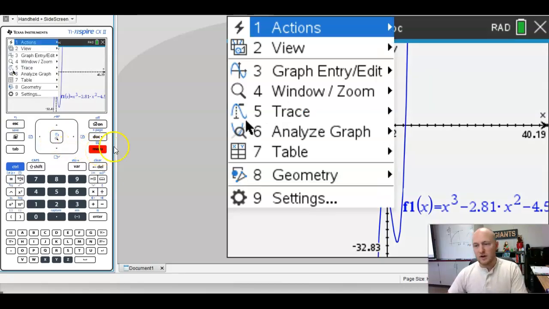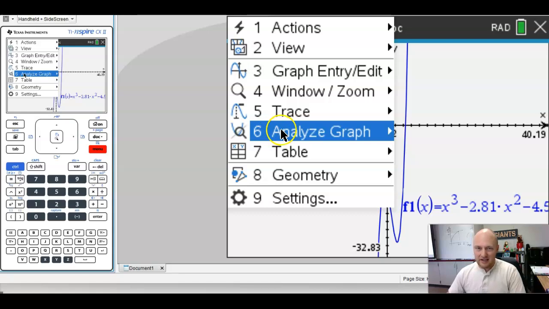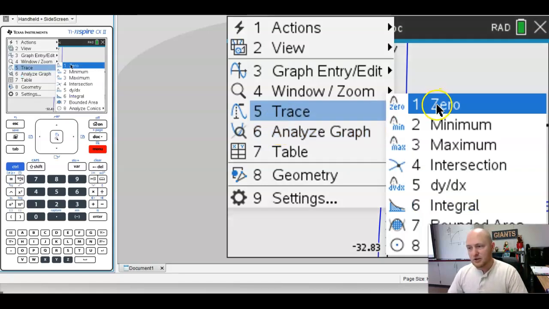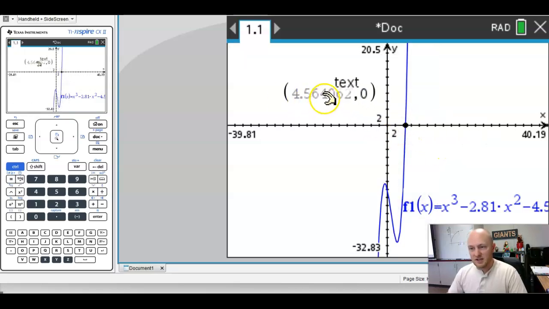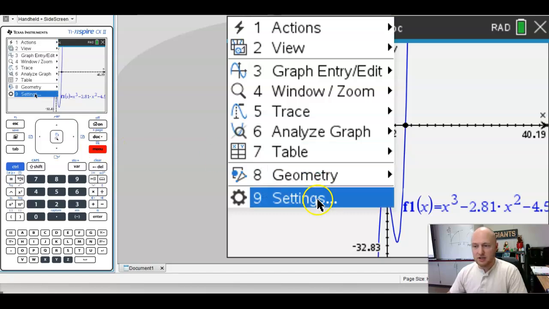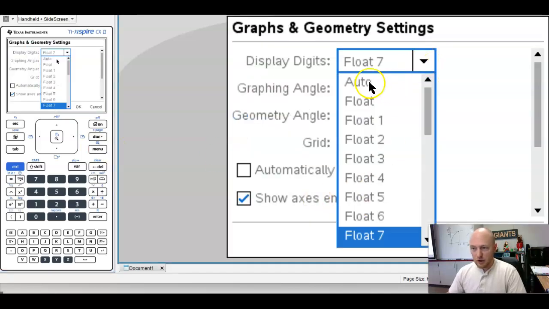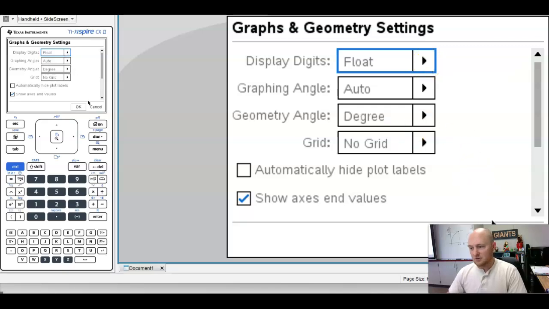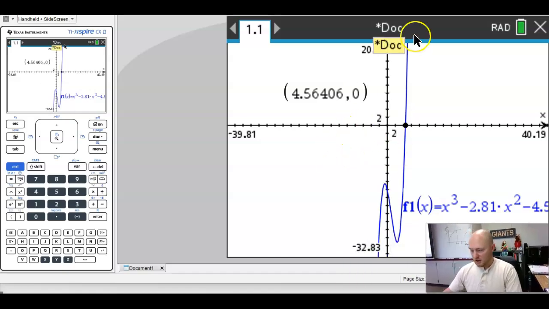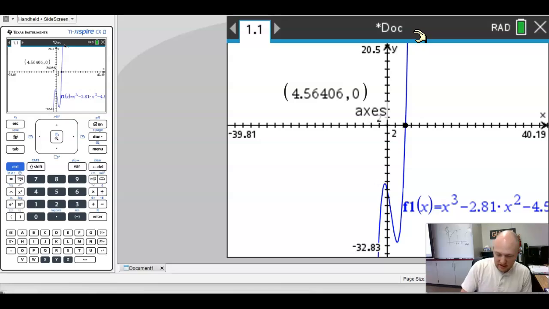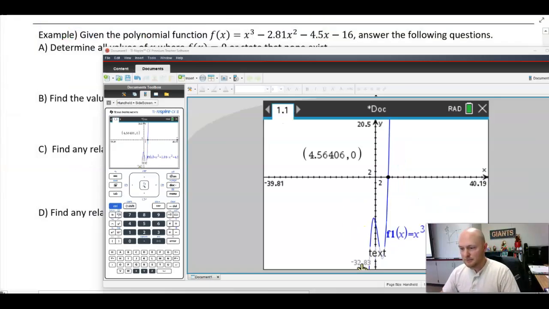Here's how you find some key features. All of these are going to be underneath Analyze Graph. So Menu, Analyze Graph, and you can see here Zero. I'm going to analyze this zero, and I get this value, 4.564. If you do not see this many digits, make sure you check your menu settings. Menu, Settings, and then make sure that your float is on Float or the highest float possible. You'll want at least 3 decimal places for your answer. So our answer is x equals 4.564. That's where our zero is.